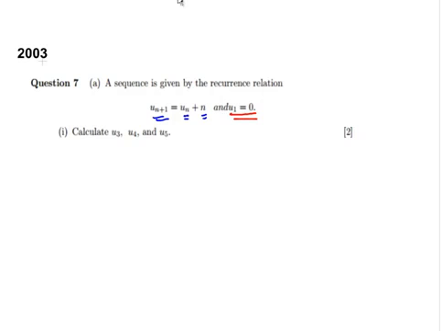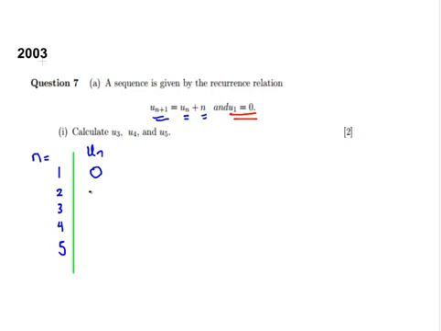So first off, let's just draw up a little table. There we go. And we're going to have n on this side. N equals 1, 2, 3, 4, 5. And here is u of n. In the first case it is 0. Okay. In the second case we're asked for u of 2.